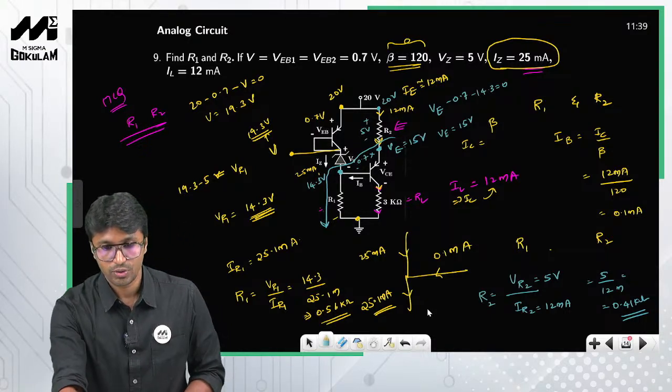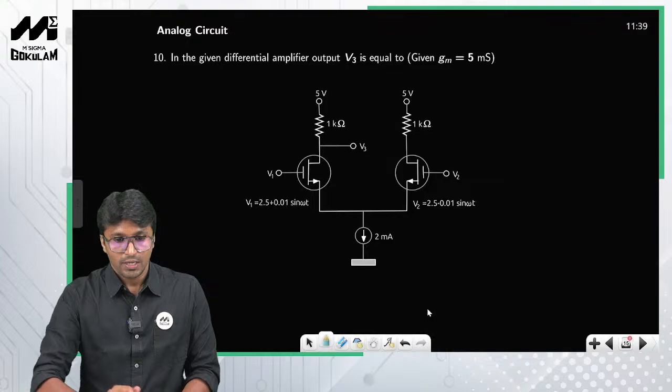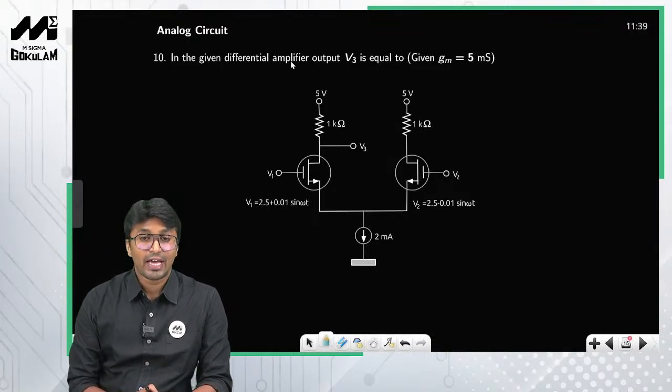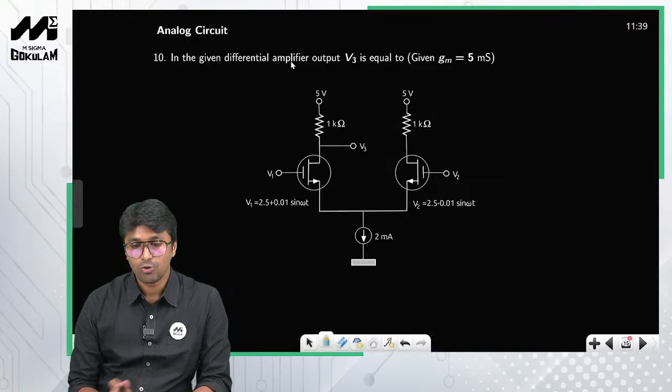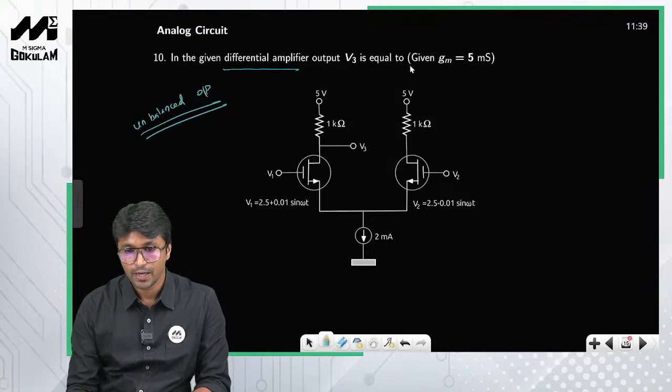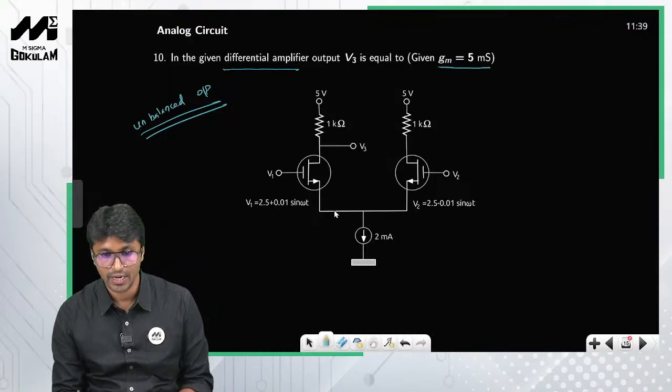Now let us move on to the next problem. In the given differential amplifier, again this is a question from analog electronics, output V3 is equal to what? This is a differential amplifier circuit, and look at the output. The output is taken from only one node, right? So this is nothing but unbalanced output, right? Unbalanced output, okay?